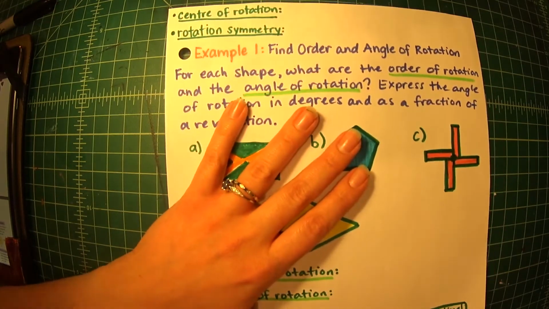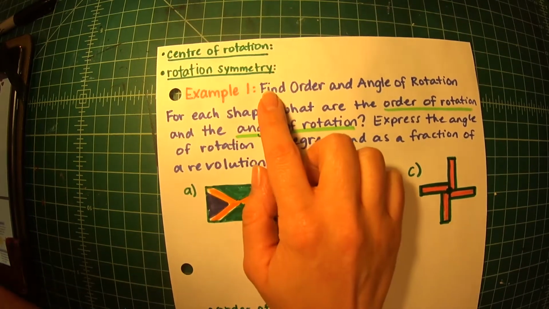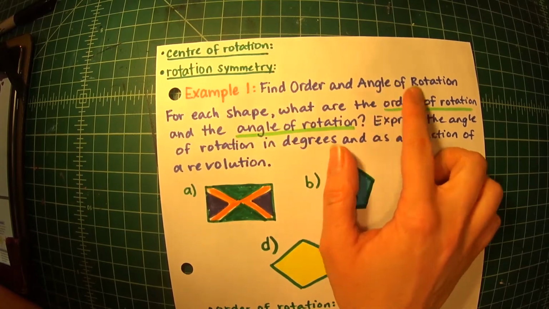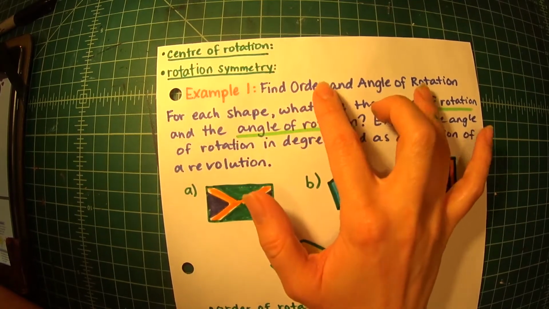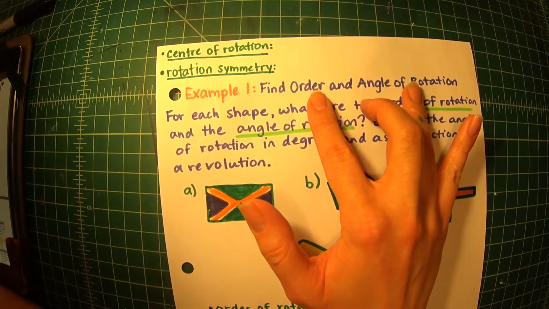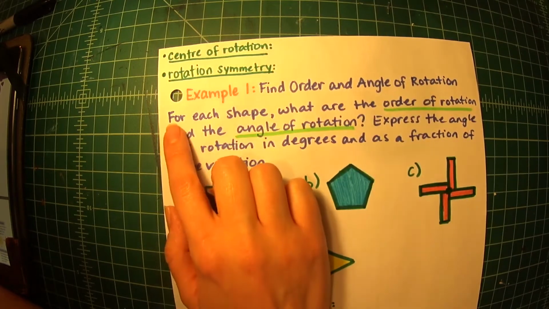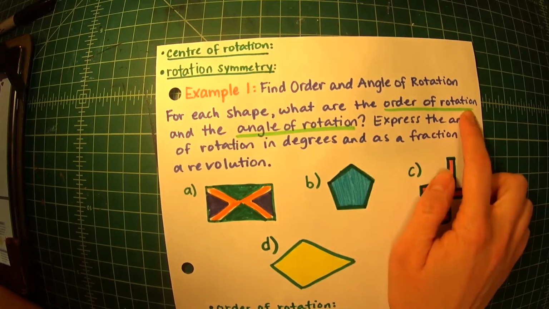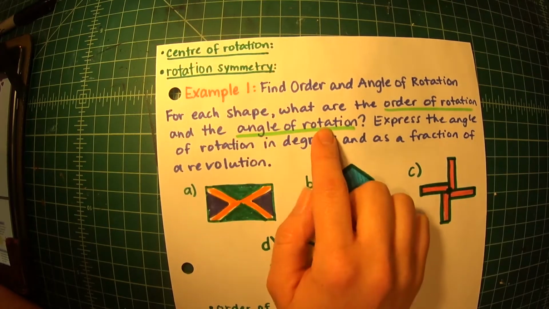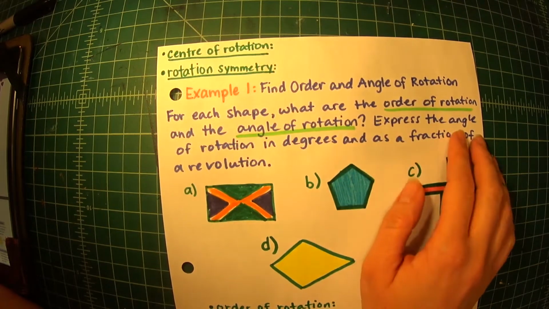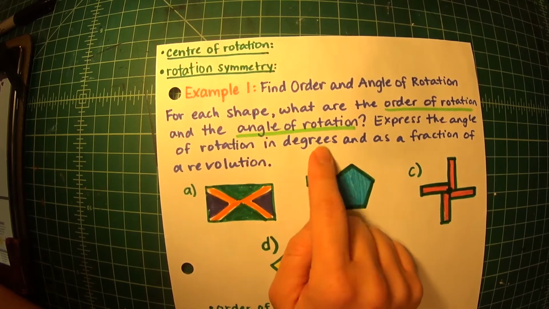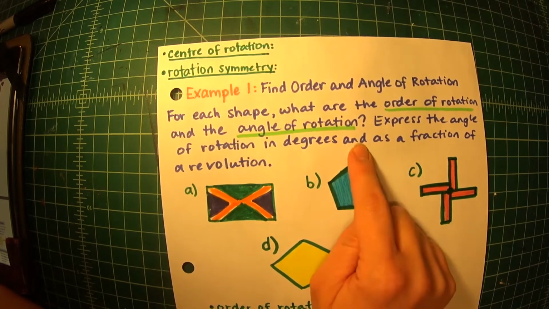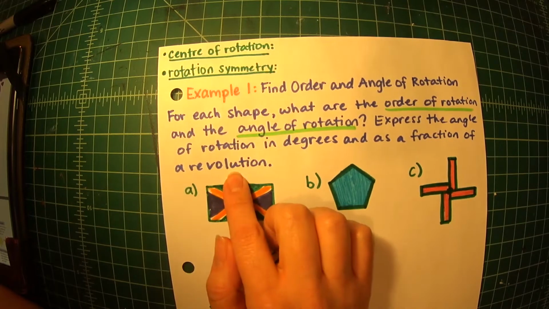So in our example, it says, find order and angle of rotation. Okay, we're going to talk about what those mean as well. So just sit tight here. So it says, for each shape, what are the order of rotation and the angle of rotation? Express the angle of rotation in both degrees and as a fraction of a revolution.